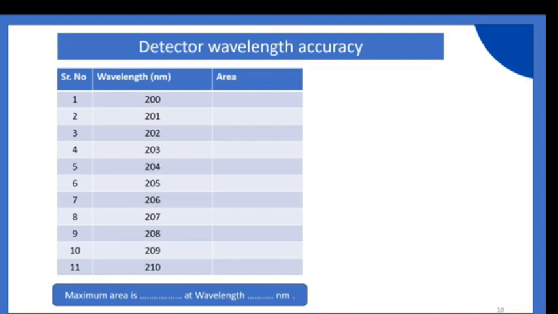Similarly, inject caffeine solution at wavelength 268 to 278 nanometer, record for each nanometer and note down the wavelength for maximum area of caffeine peak. Here is the table given for detector wavelength accuracy for UV detector for your better understanding. So wavelength is 200 to 210. Here you have to write down the area, and here you have to note down the maximum area at wavelength maximum.